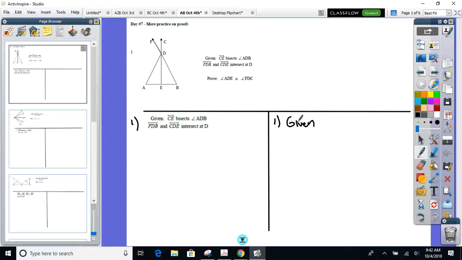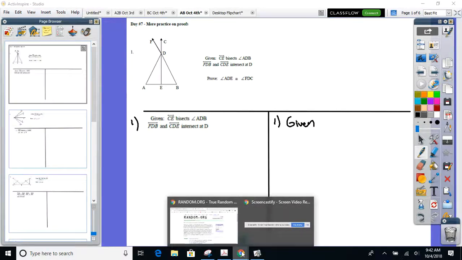What's a bisector do? Cuts it into 2 congruent parts. What's CE cutting in half? ADB. Where should you have arc marks? You should not have any hash marks on this diagram. CE is cutting angle ADB in half.